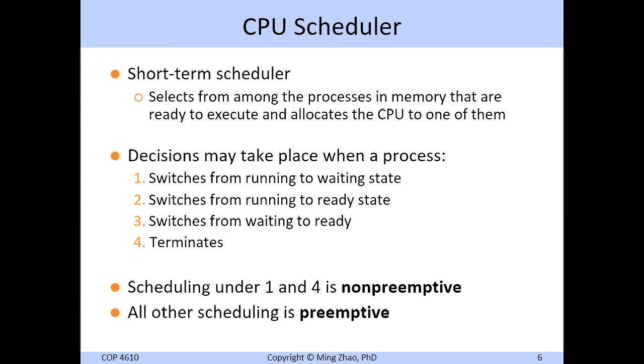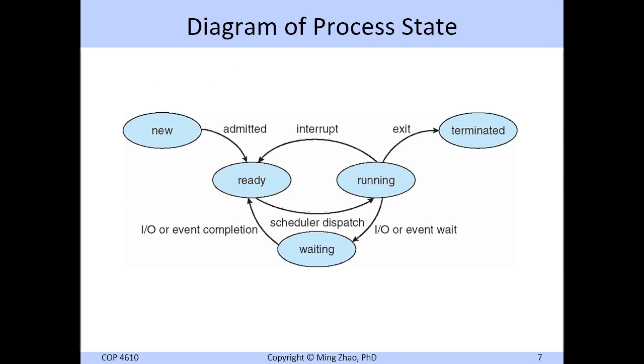In order to understand when a CPU scheduler can make a decision, let's first review the state diagram, the life cycle of a process, because then we will use these different states to explain when a CPU scheduler can make a decision. So first, let's review this state diagram. We start from new, that's when a process is created. The process is a new process.